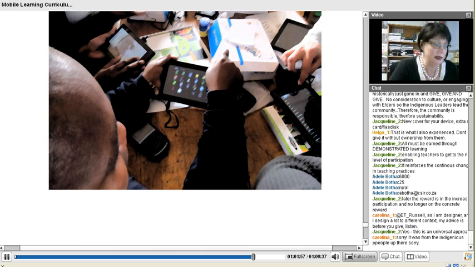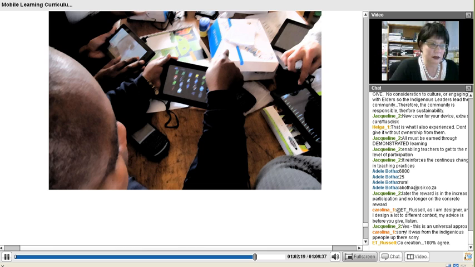What we do find, Russell, is that co-creation is exceptionally important. Co-creation and local ownership. The technology is 10% of what happens in an institution to be able to be used in such a way that it enhances learning. Co-creation, 100%, yeah.